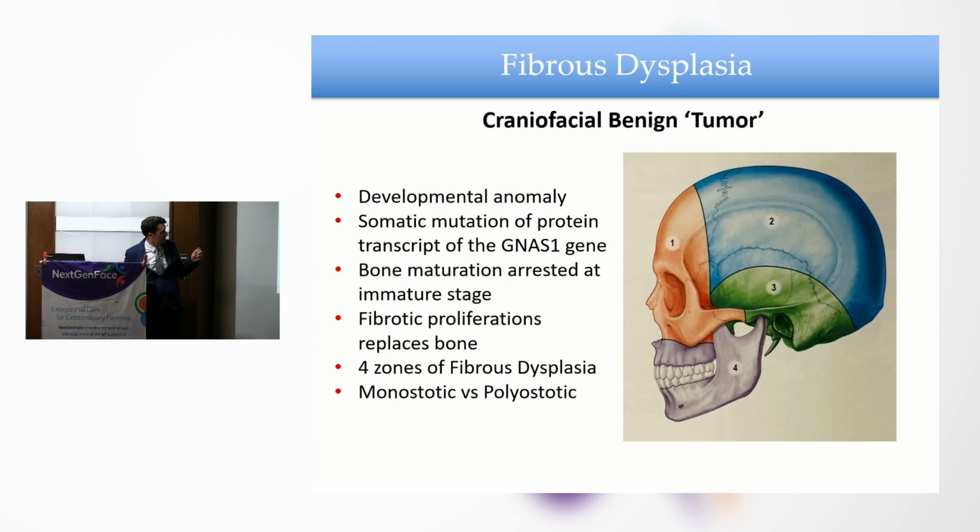Fibrous dysplasia, it's considered a benign craniofacial tumor, but I use that in quotes because it's not truly a tumor, but can act like that one. It's a developmental anomaly. It's basically a somatic mutation of the protein transcript of GNAS1. So basically the bone maturation is arrested at an immature stage, and we get fibroblastic proliferation that replaces the bone. And you can see the zones of fibrous dysplasia. It could be monostotic, which is one bone, or it could be multiple bones, which is more severe.